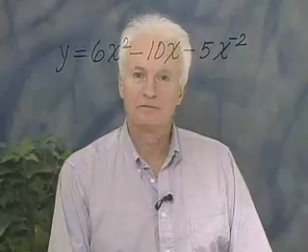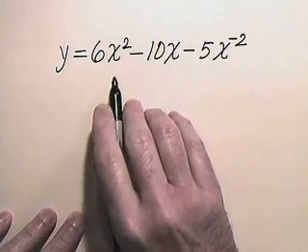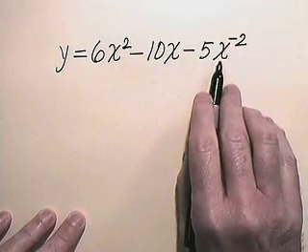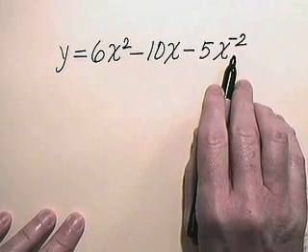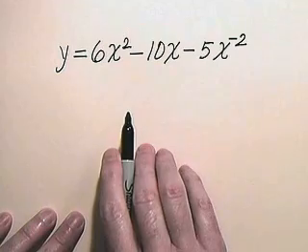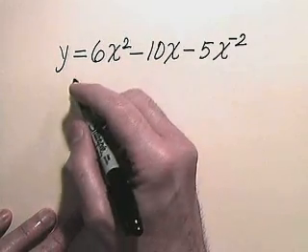Well, let's see how these basic differentiation rules simplify the process of computing a derivative. Here in this example, I have the function y equals 6x squared minus 10x minus 5 times x to the negative 2. And I doubt that you would like to try and calculate the derivative of this using the limit process. So let's do it with the rules.